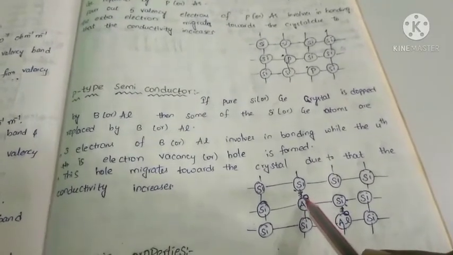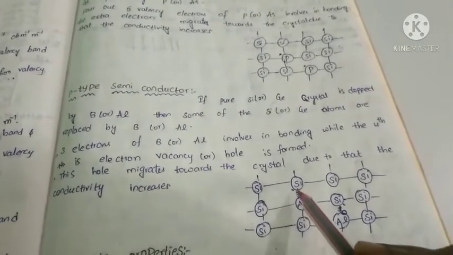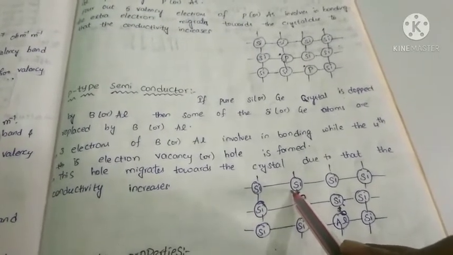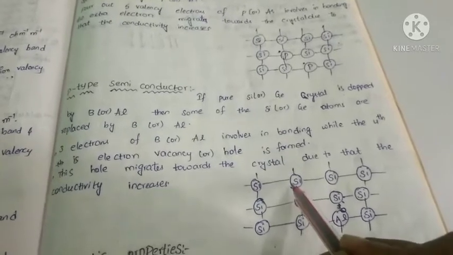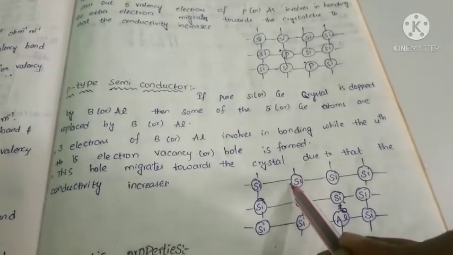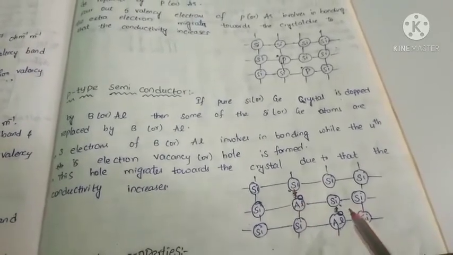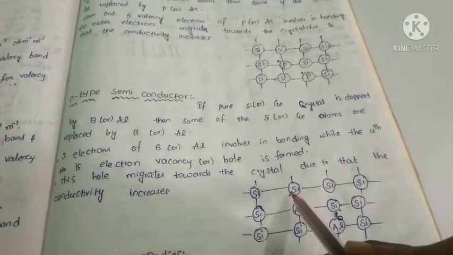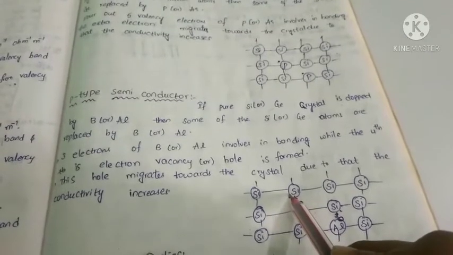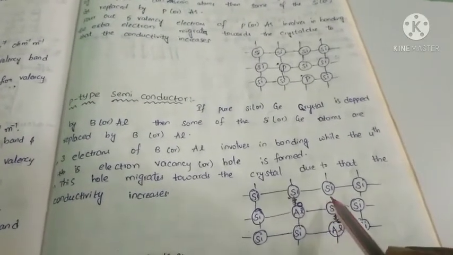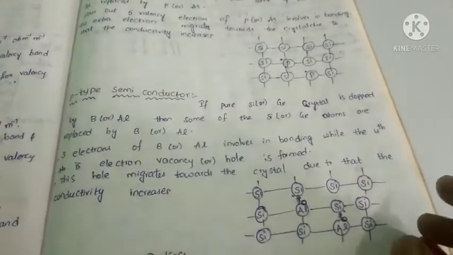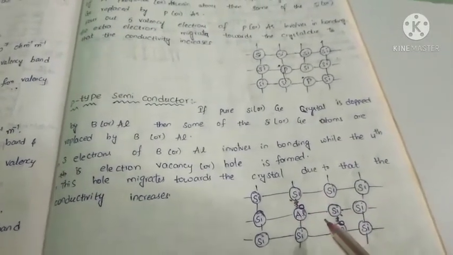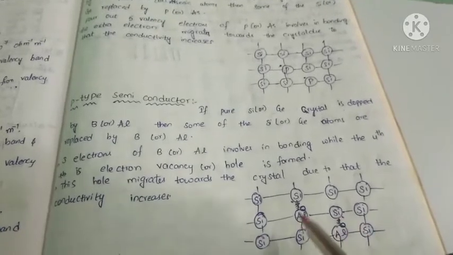See, whenever a hole is formed at this aluminum, suppose here one valence electron is present at silicon. This valence electron occupies this hole. Then a hole is formed here. To this hole, one more valence electron from another silicon atom occupies this position. Again, a hole is formed at that atom. That means the hole migrates towards the crystal. In that process, the electron is also migrating.